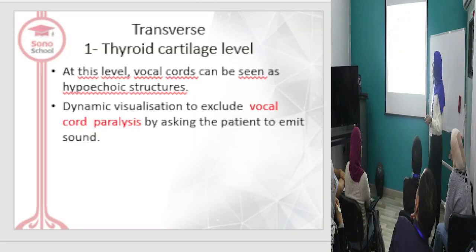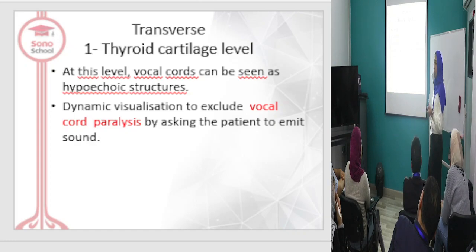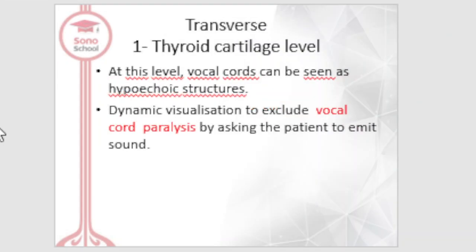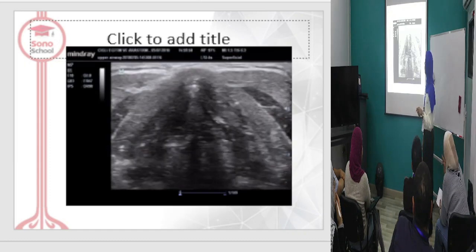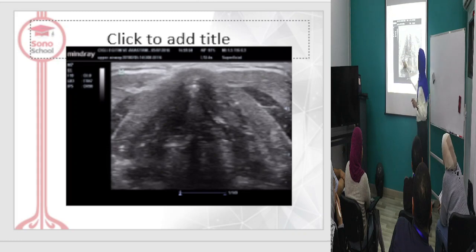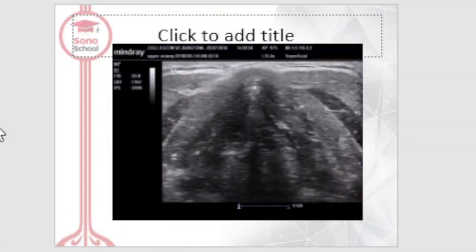In transverse view, at the thyroid cartilage level, the vocal cords can be seen as hypoechoic structures, and we demonstrate if there is paralysis or not. When I ask the patient to say a sentence, say his name, you see the vibration action of the vocal cords moving. This is thyroid cartilage, and these are the hypoechoic vocal cords.